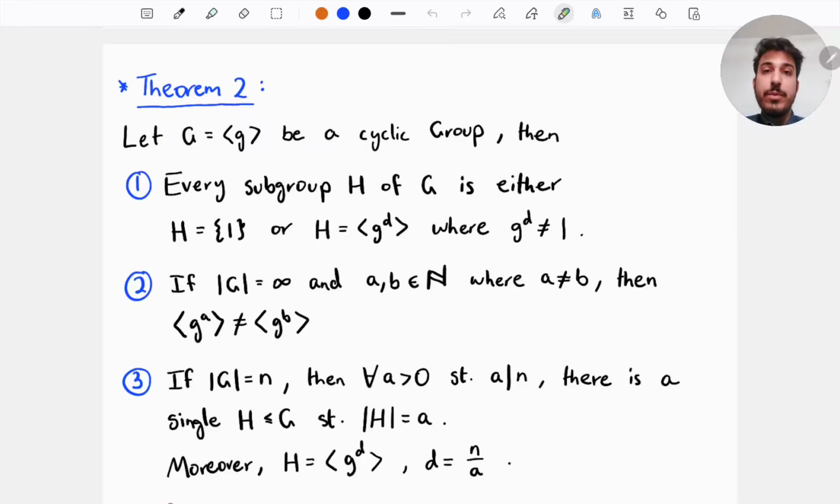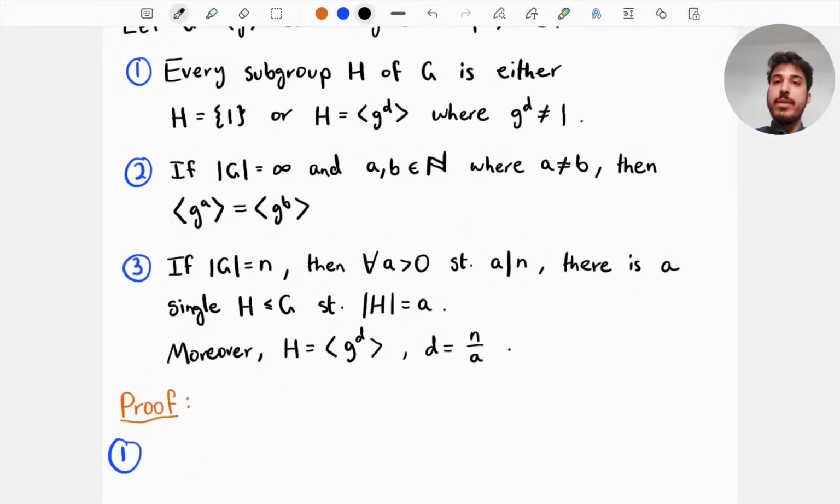Let's get down to the proof. The proof of the first part of the theorem will use several techniques, and I will be explaining each of these techniques in turn when we arrive at them. The first technique is to simply discard the trivial case. So the trivial case is that H is equal to the set containing only the identity. So if H is equal to that, then we're done. If H is not equal to that, then we will have to prove that H is the other option.